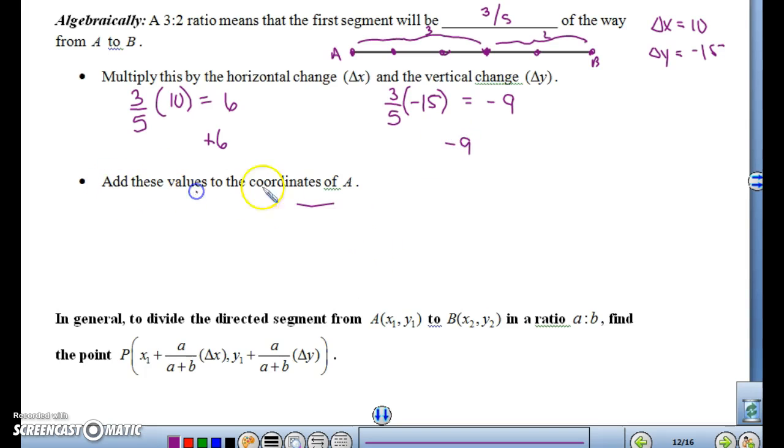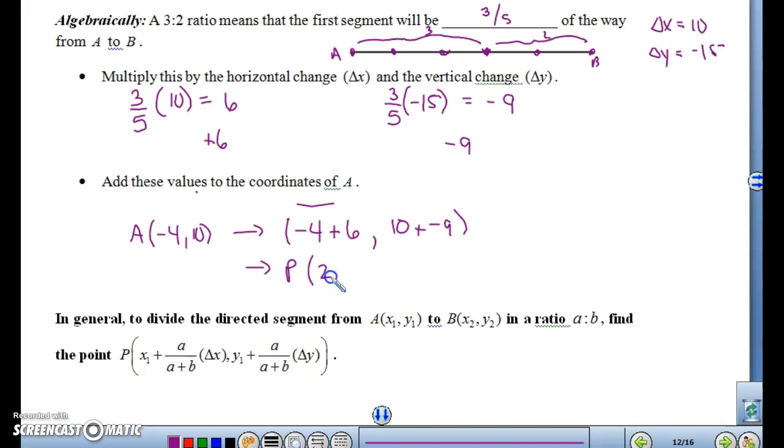So add these values to the coordinates of A. If we start at A, the point A was at negative 4, 10. And then I add that to the coordinates. To the horizontal change, that's the X. And the vertical change, we started at 10 and we add negative 9 to it, I'm sorry. And I end up at the point P, 2, 1. Now, that's exactly what we got when we did this graphically.